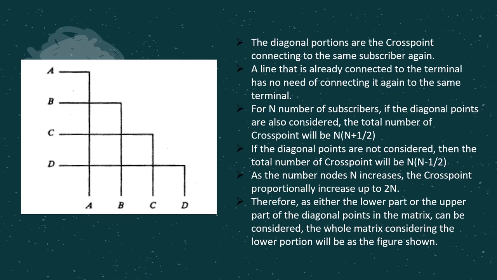For n number of subscribers, if the diagonal points are also considered, the total number of cross points will be n(n+1)/2. If the diagonal points are not considered, then the total number of cross points will be n(n-1)/2. As the number of nodes n increases, the cross points proportionally increase up to 2n. Therefore, as either the lower part or the upper part of the diagonal points in the matrix can be considered, the whole matrix considering the lower portion will be as the figure shown.